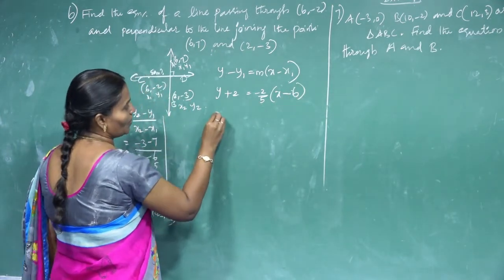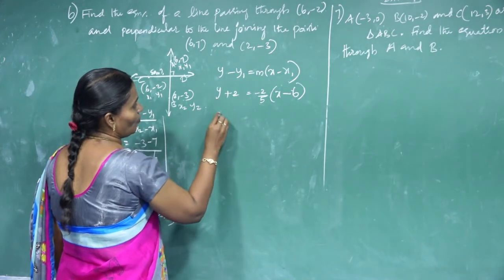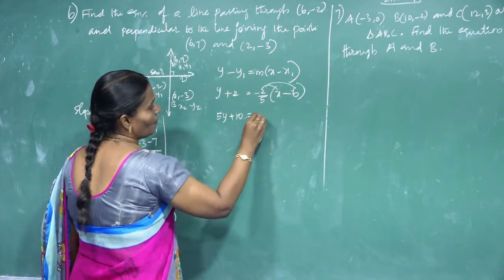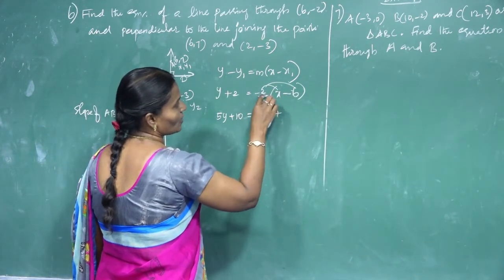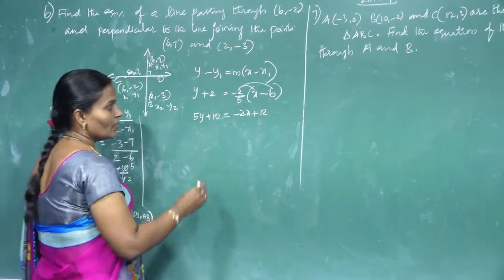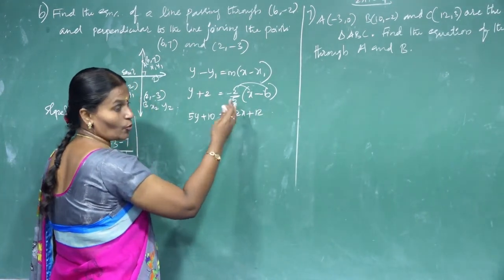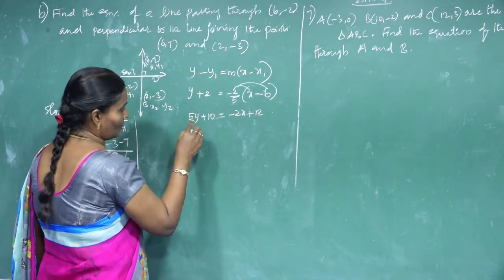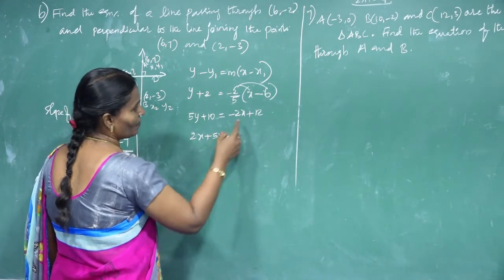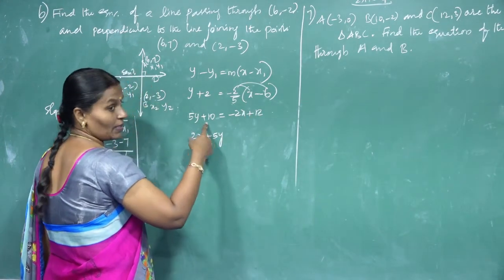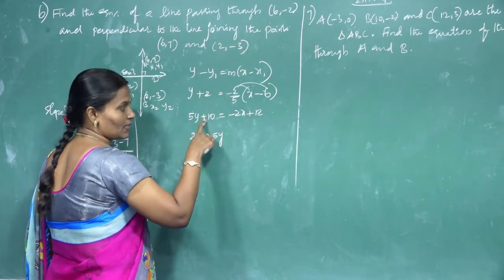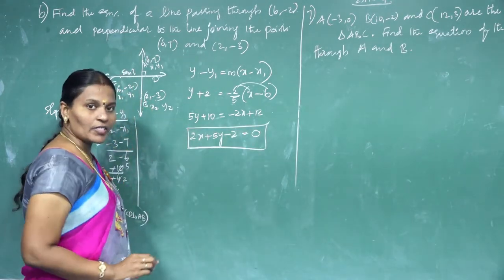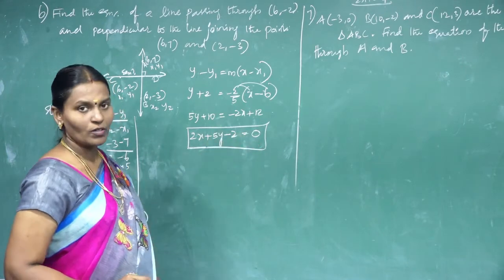Now cross multiply. 5 into y is 5y, plus 2 fives are 10, equal to -2x, and minus into minus is plus, 2 sixes are 12. The x term is negative, so bring it to the left side and it becomes positive: 2x, plus 5y. The plus 12 comes to the left side and becomes negative. Already here plus 10, so plus 10 minus 12 is -2, equal to 0. This is the required equation: 2x + 5y - 2 = 0.